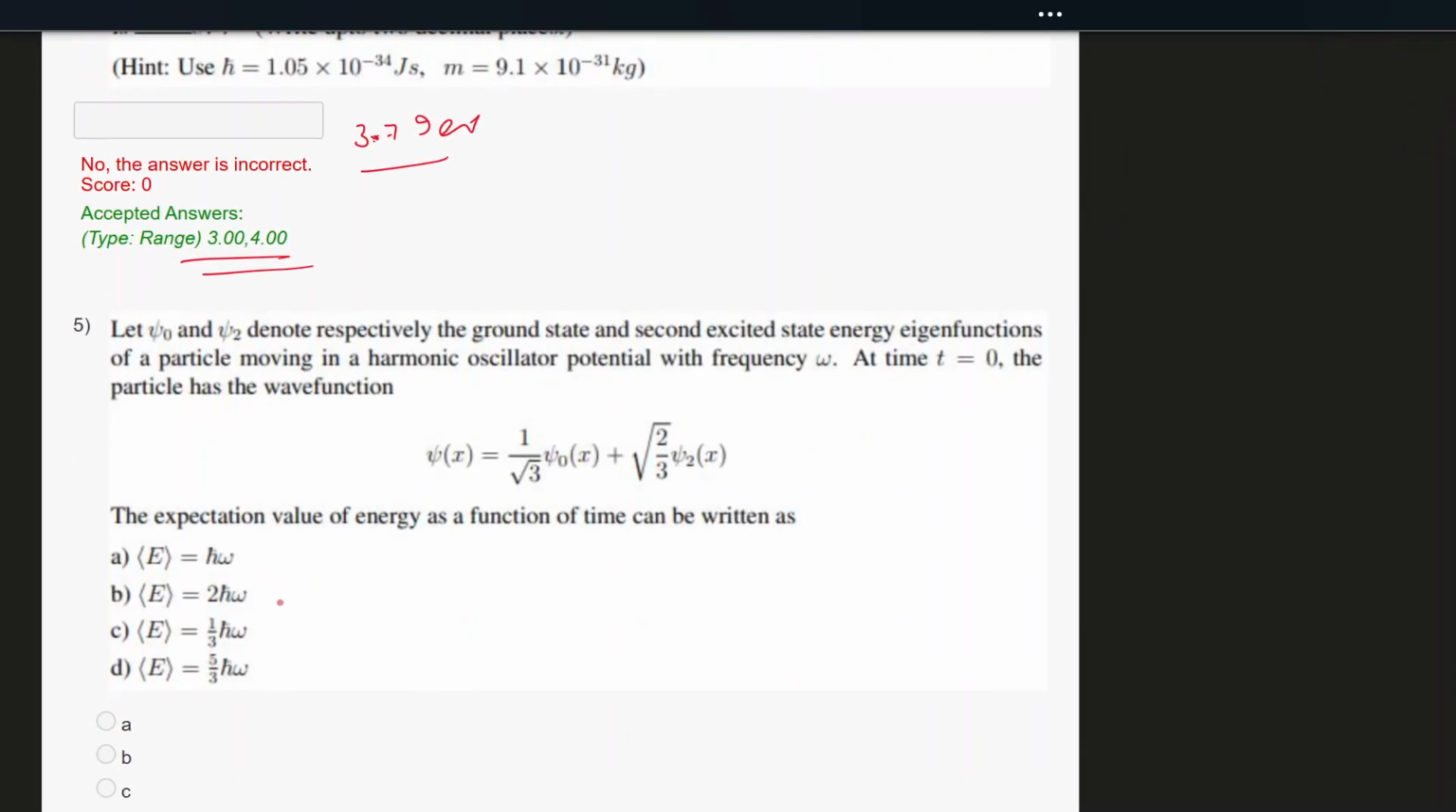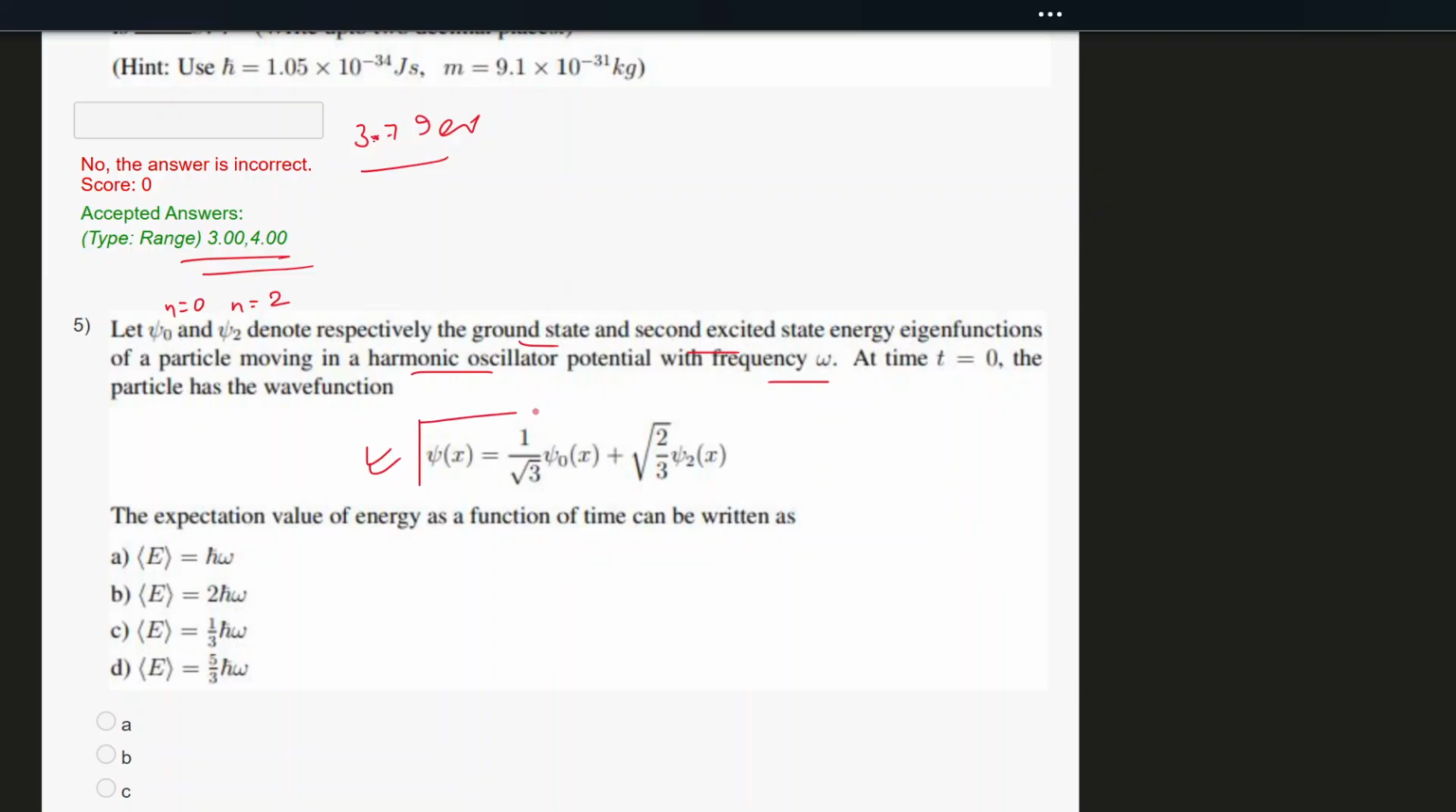Now question number 5 is: let psi naught and psi 2 denote respectively the ground state and the second excited state energy eigenfunctions of a particle moving in a harmonic oscillator potential with frequency omega. So it is n equal to 0 state, this is n equal to 2 state. So this is ground state and second excited state. Now at time equal to 0, the particle has the wave function of this form. Then the expectation value of energy as a function of time can be written as what?